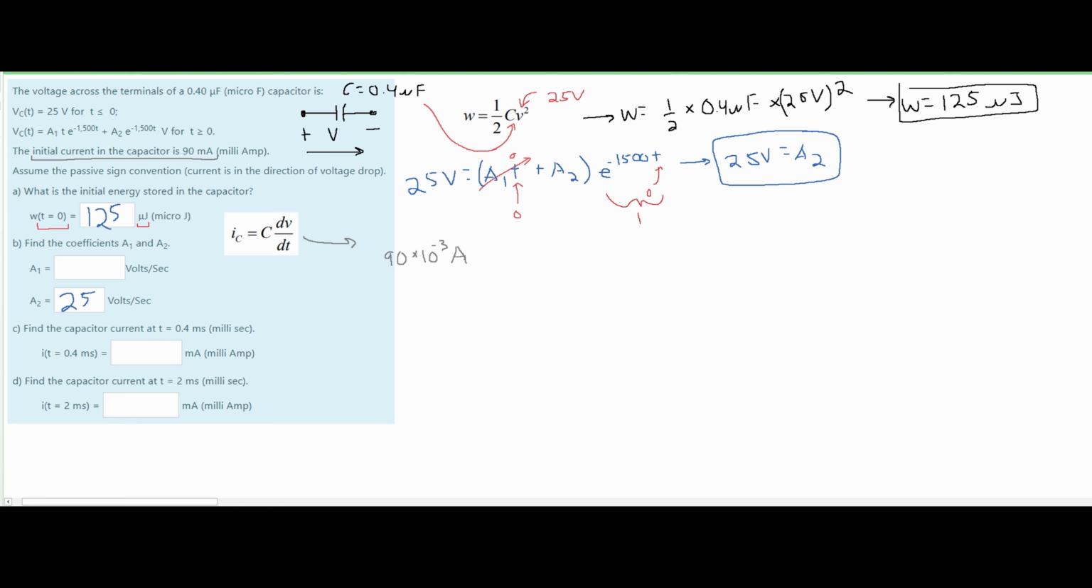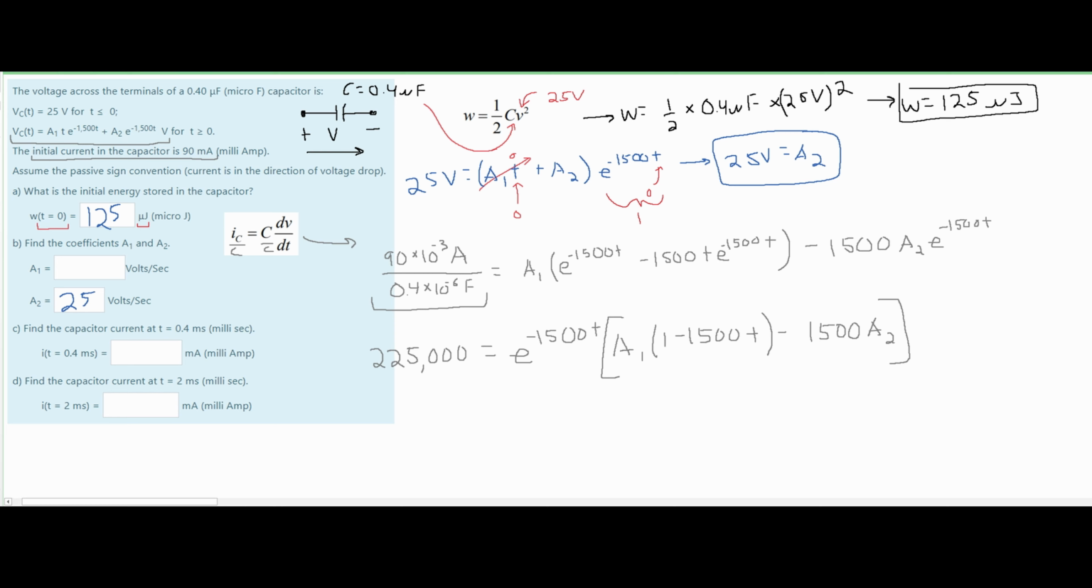And we know that our capacitance is 0.4 microfarads. And this is constant. So we can just divide both sides by C, just so we can get the derivative of voltage by itself. And looking at this formula is what we're going to have to divide. From here, I'm going to divide this left side out, and then I'm going to factor out the e to the negative 1500t again. And this is going to be our final equation. So now we can just plug in our 0 for the t's. And if we do that, we're going to see that all of this is just going to turn into 1.